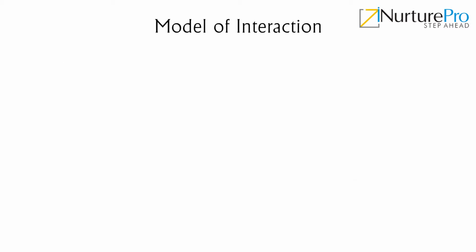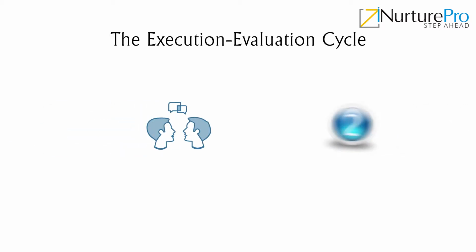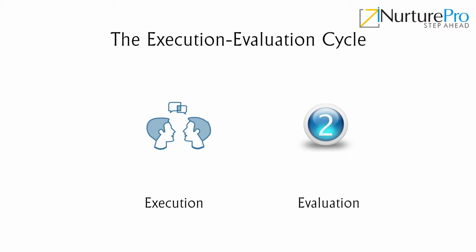Model of interaction. Here we will discuss Norman's execution evaluation cycle model. The execution evaluation cycle is a famous model of interaction. It is very close to our understanding of interaction. This can be divided into two parts: execution and evaluation. These two parts can further be divided into the following stages.